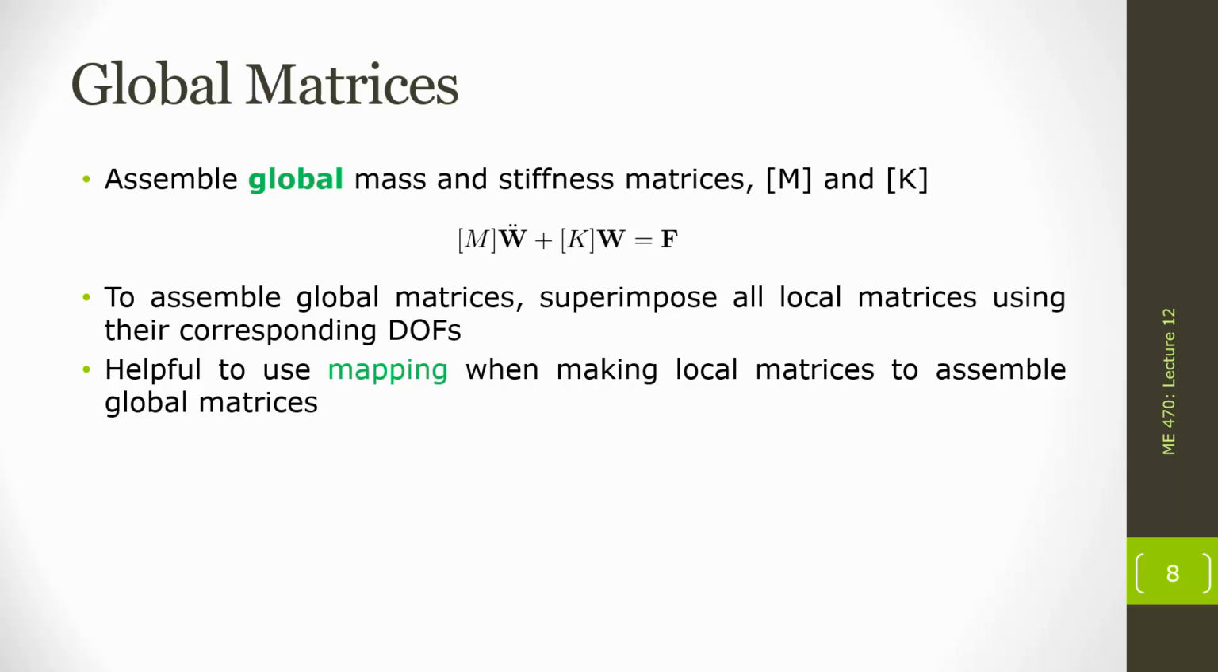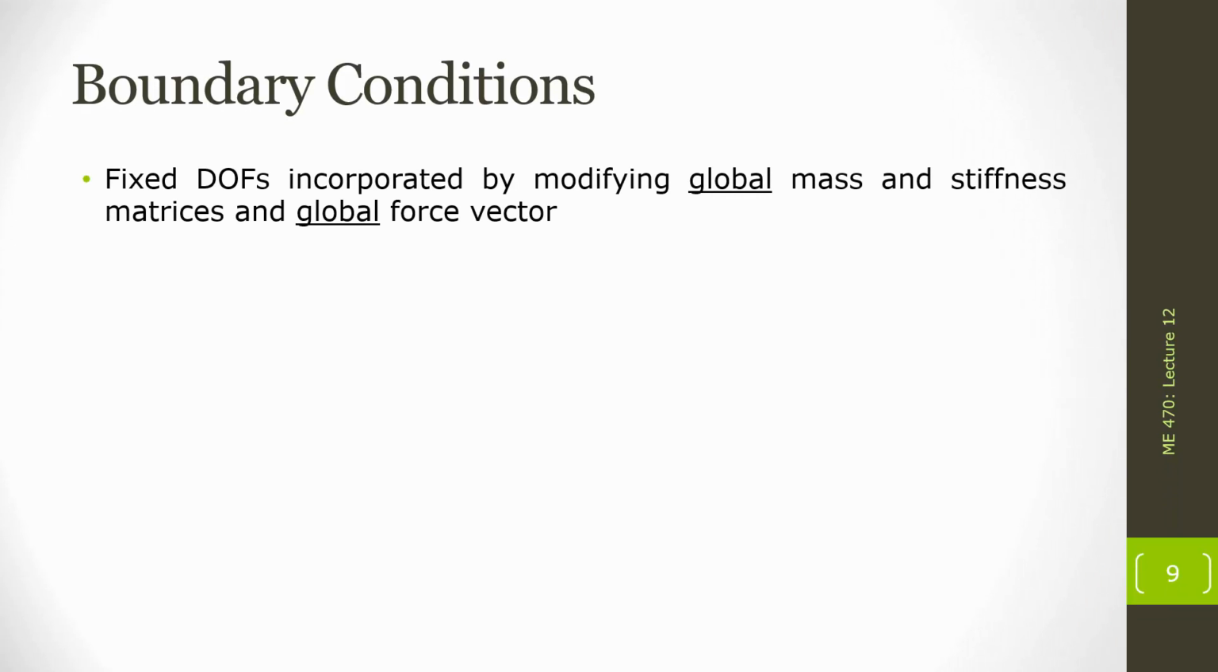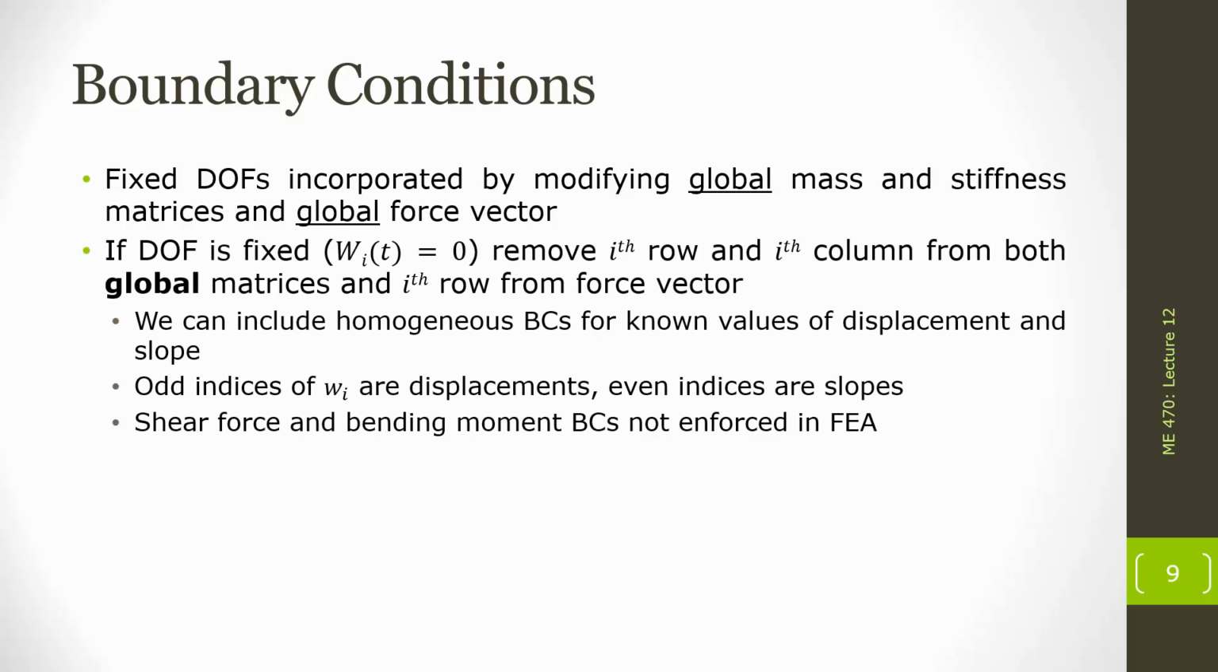With the global matrices built, now we can go and enforce our boundary conditions. So the fixed degrees of freedom are going to be incorporated by modifying the global mass and global stiffness matrices. And we do it in basically the same way we did for the axial problems. Since we're only going to be dealing with homogeneous boundary conditions in this course, what we're going to be able to do is remove the ith row and the ith column from the mass and the stiffness matrix to enforce these homogeneous or zero boundary conditions.